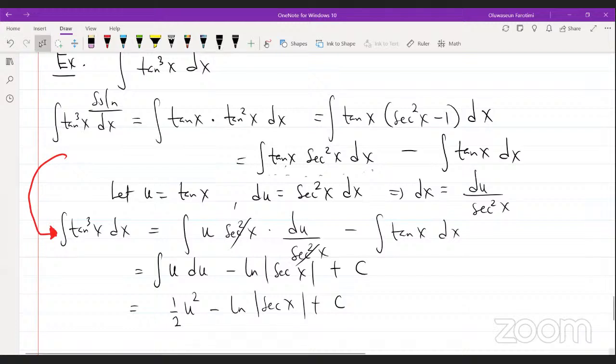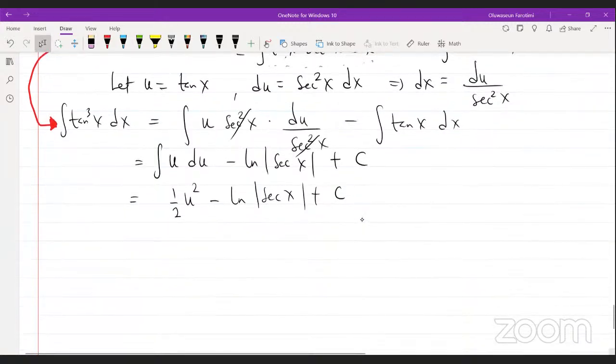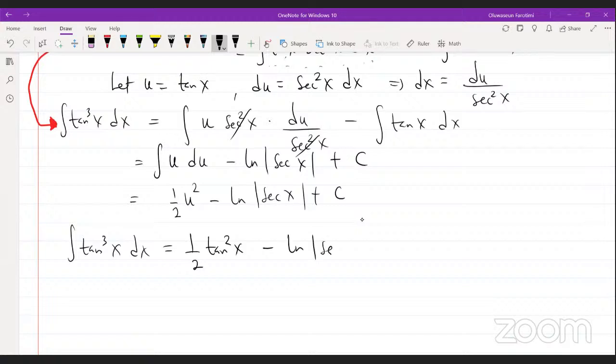But what is u? u is tan x, so I have to do the replacement. The integral of tan cubed x dx is equal to 1 over 2 tan squared x minus ln of the absolute value of secant of x plus c.